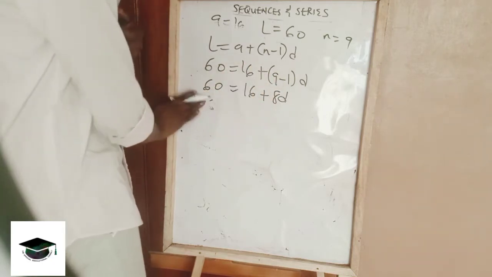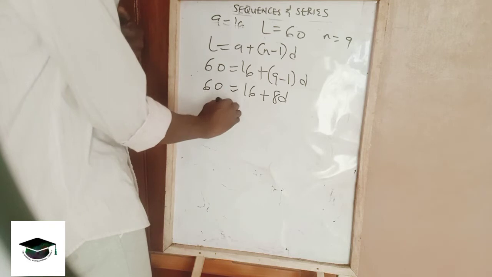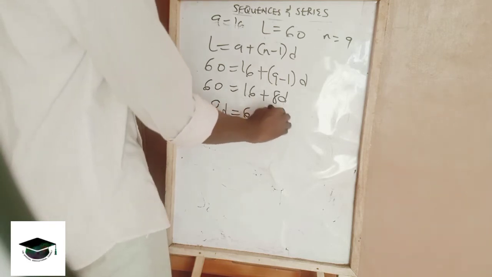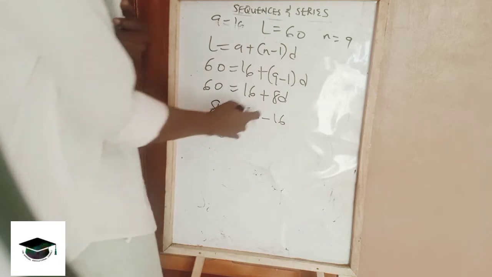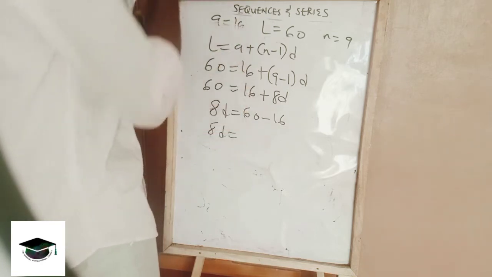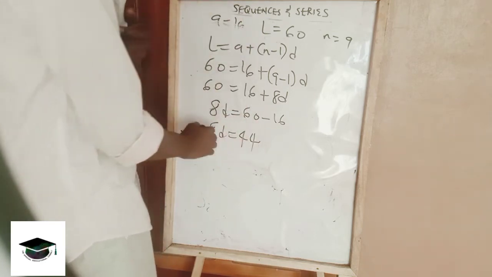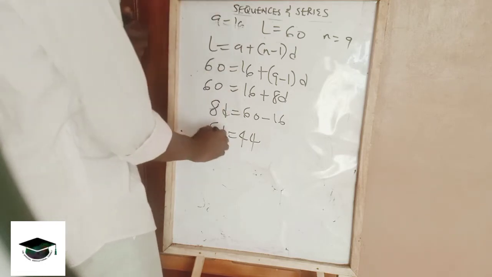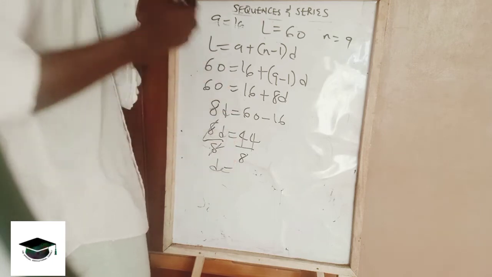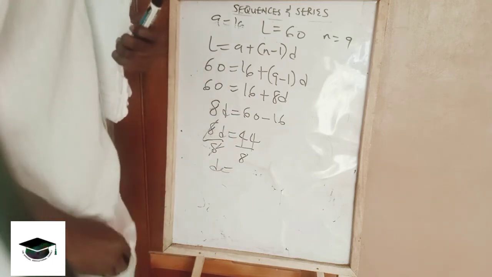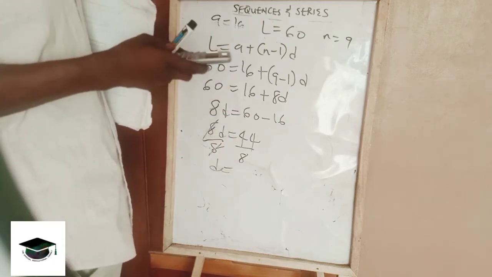So that means our 8D equals to 60 minus 16. 60 minus 16 is what? That will give us 44. Right? So now that means we divide both sides by 8. And then the common difference is going to be what? I think that's what the answer is going to be.